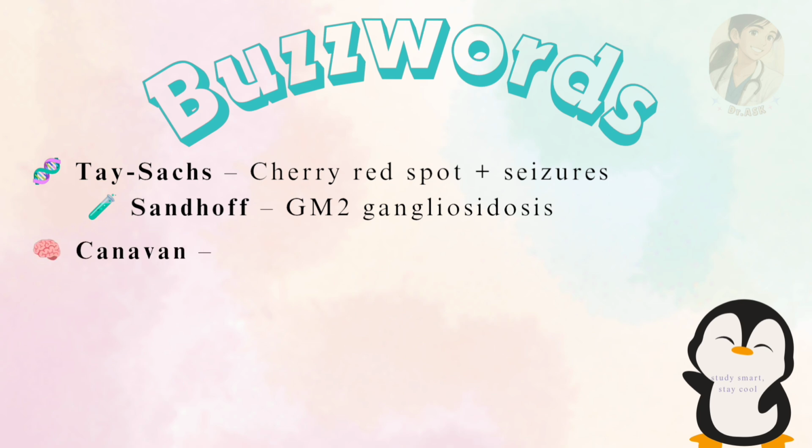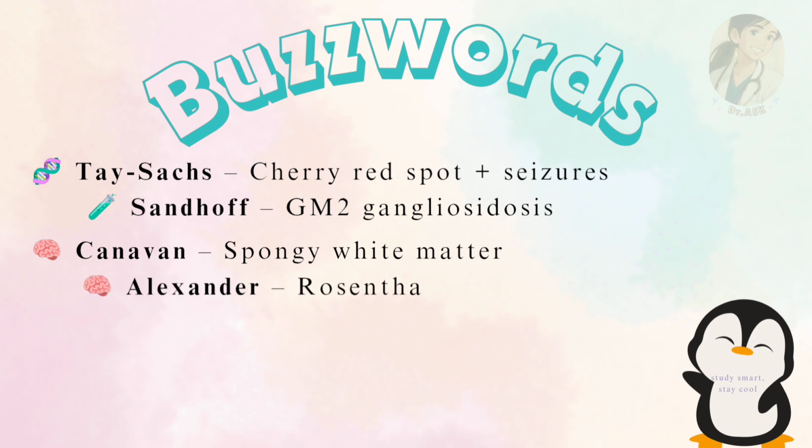Canavan disease, think of a spongy brain. This leukodystrophy shows spongy degeneration of white matter, common in Ashkenazi Jews again. And Alexander disease, here the buzzword is Rosenthal fibers. Yeah, these are the eosinophilic inclusions in astrocytes, seen on biopsy or pathology questions.